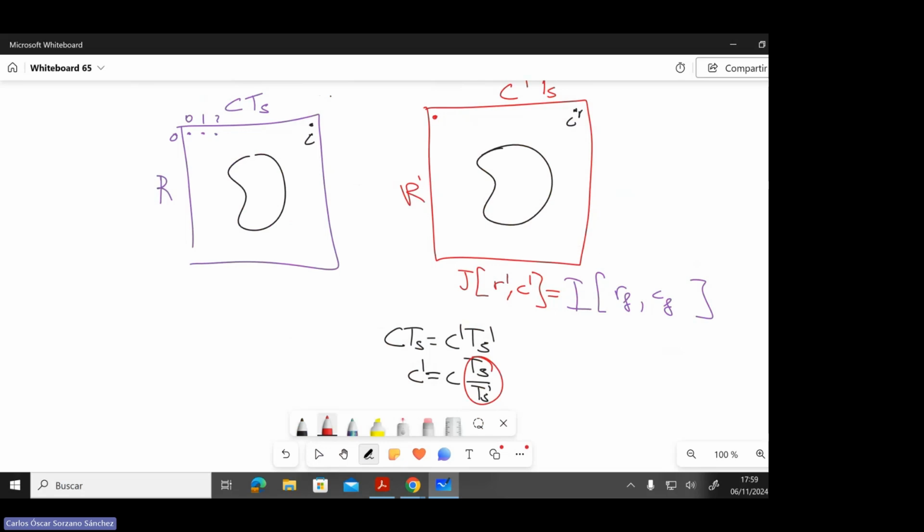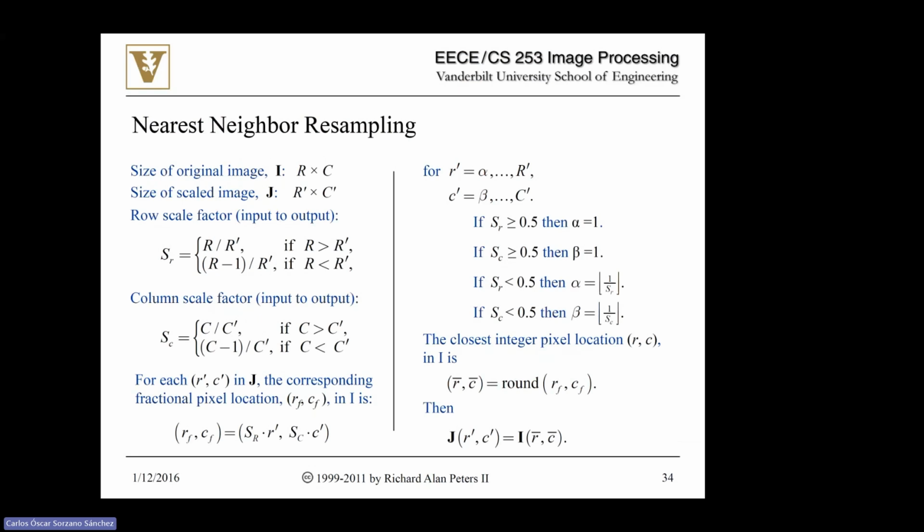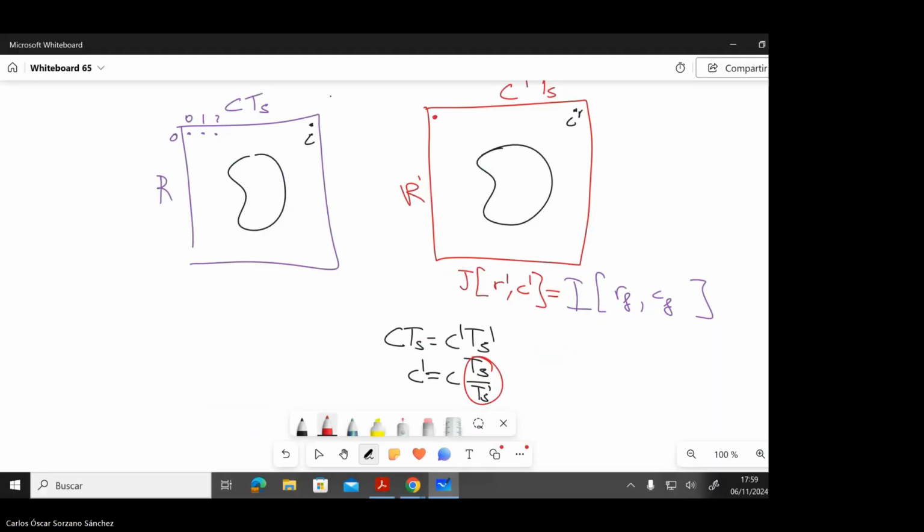Okay. So if I want to go from this point to that point, what I have to do is apply the scaling factor. The scaling factor is C divided by C prime. So I take R prime, C prime, and then I multiply by C divided by C prime. R divided by R prime times R prime, and C divided by C prime times C prime. So this is the location I want to look for.